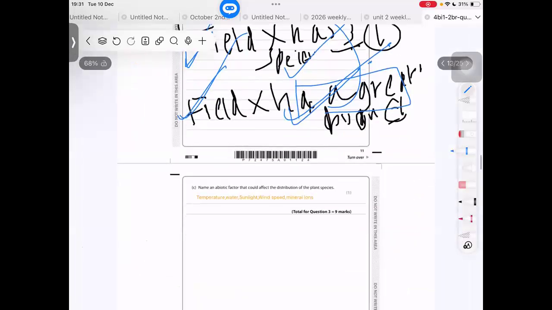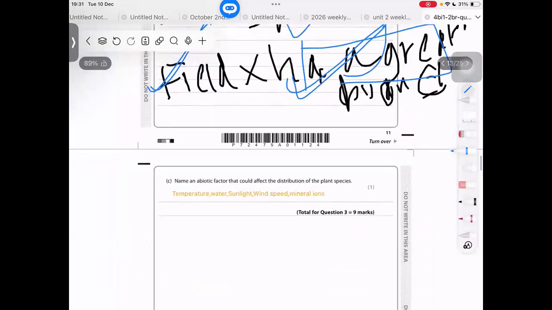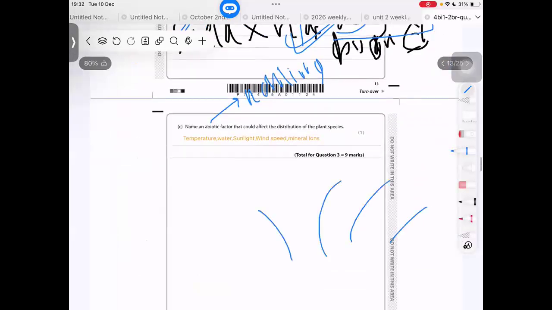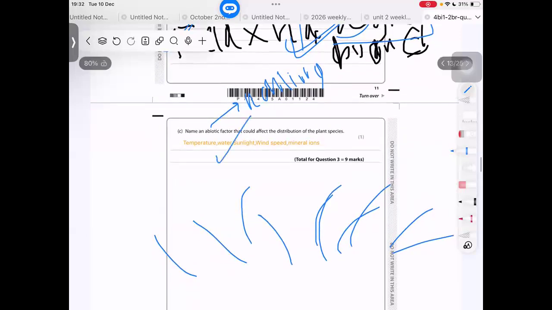Let's move on to the next question. Name an abiotic factor that could affect the distribution of the plant species. Abiotic factors means the non-living factors, right? So non-living factors that can affect the growth of a plant, because the abiotic factors affect the plants, they are distributed in a particular manner. So the non-living things are temperature, water, sunlight, wind speed, mineral ions.